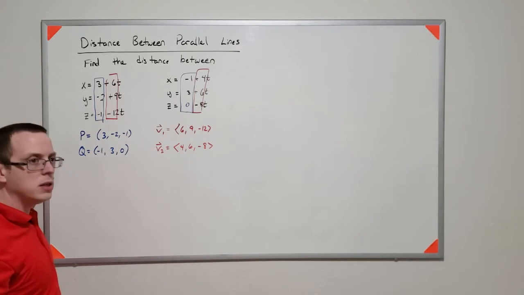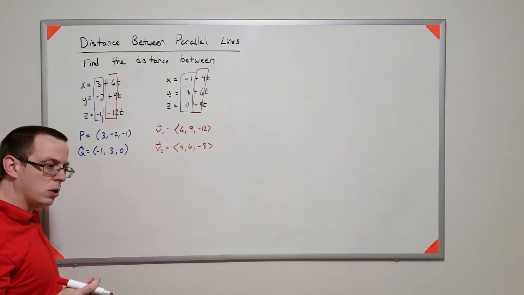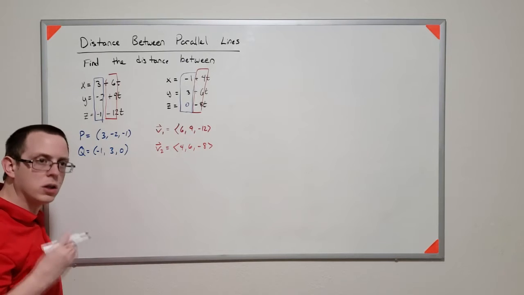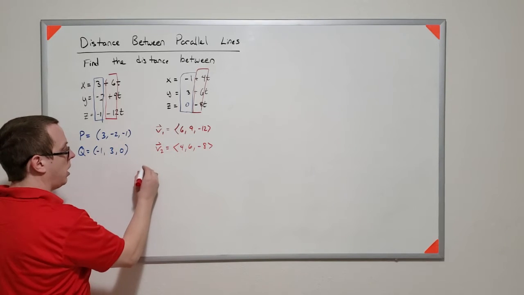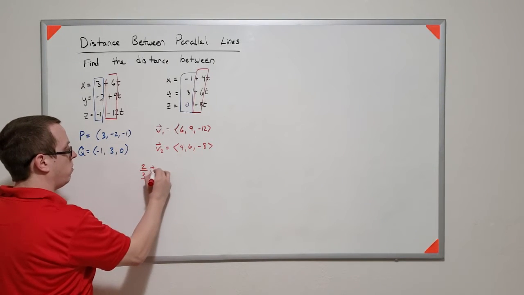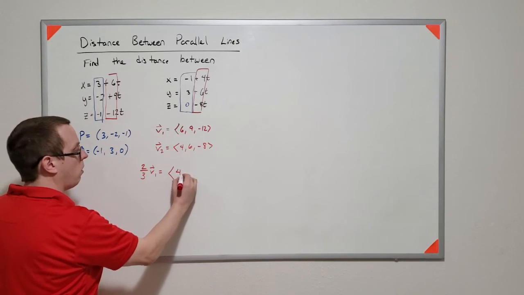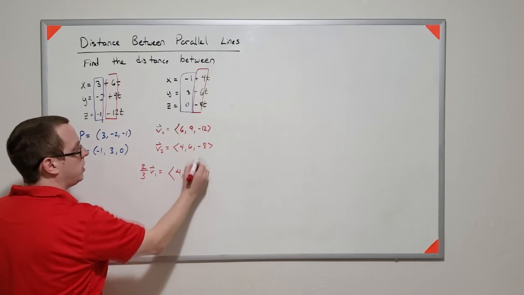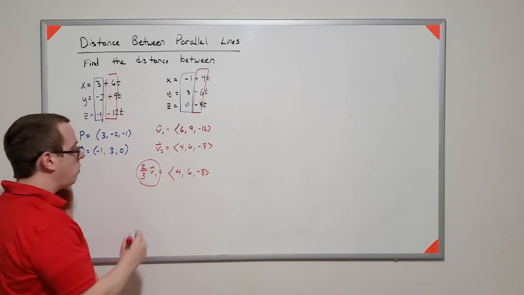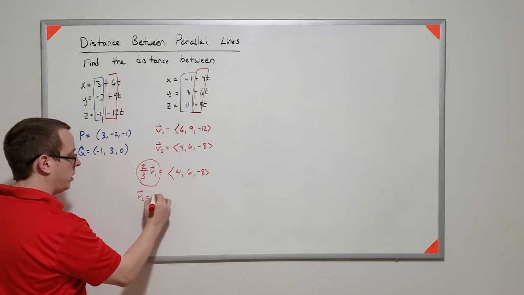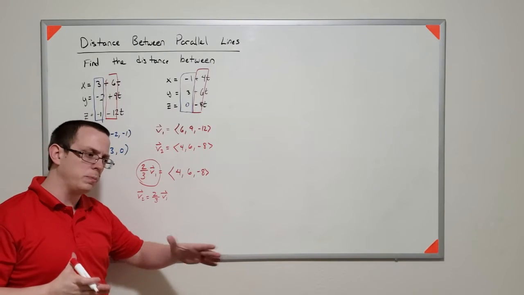Well, in this particular case, I would need to say, okay, if two vectors are parallel, then one's a constant multiple of the other. So what happens if I multiply 2/3 times V1? I get 2/3 times 6, so that's 12/3, which is 4, 18/3, which is 6, -24/3, which is -8. So if V2 is 2/3 V1, then that tells me that those direction vectors are parallel.